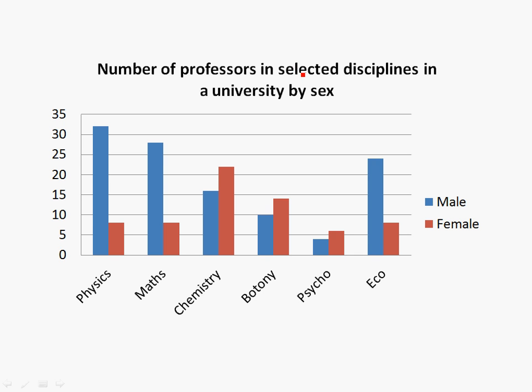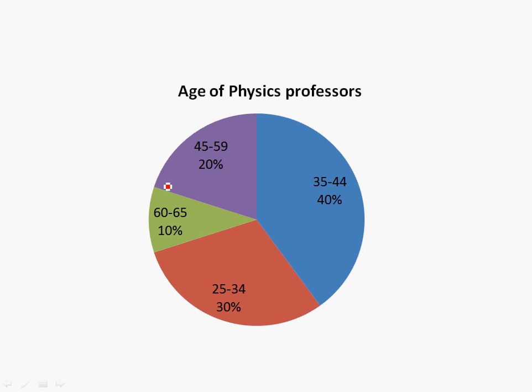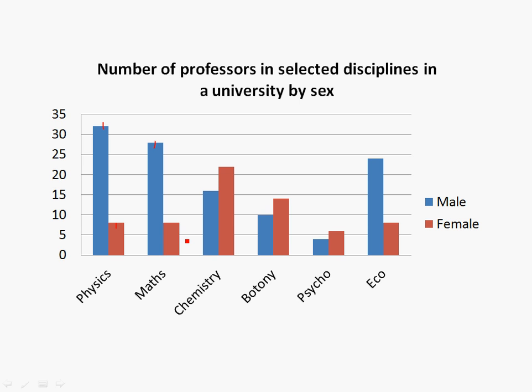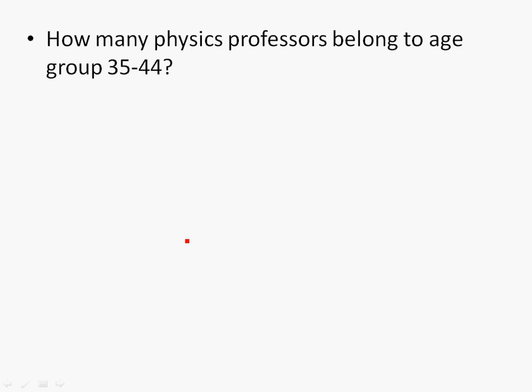So this is the number of professors in selected disciplines in a university by sex, right? This is, I think, CSET 2013, right? So here we are given physics, male professors in physics, female professors in physics, and so on. And then the other chart gives the age of physics professors. Between 35 to 44 age group, there are around 40%. 25 to 34, there are 30%. 45 to 59, 20%, and 60 to 65, there are 10%, right? Now these charts again do not make any sense without questions. So let's look into the questions.